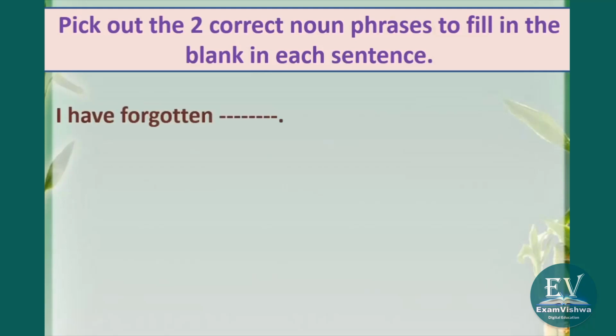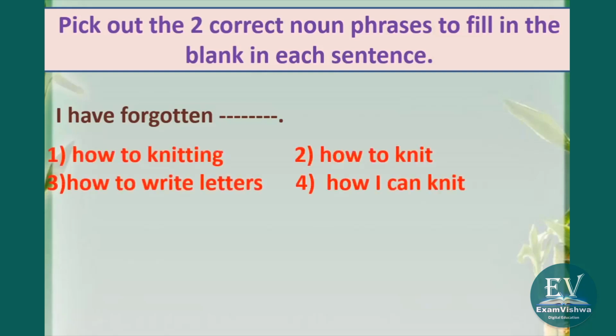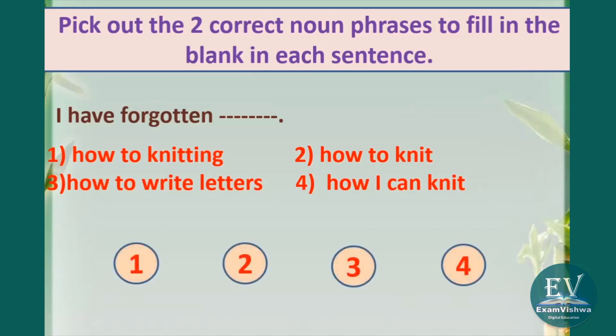Next, one more example here. I have forgotten dash. What 2 answers can fit in here? I have forgotten how to knitting. I have forgotten how to knit. I have forgotten how to write letters. I have forgotten how I can knit. So which do you think are the answers? Yes, it is the second option. I have forgotten how to knit. I have forgotten how to write letters. Okay, so I have forgotten how to knitting is the wrong tense altogether here. So you cannot take it as a correct noun phrase.